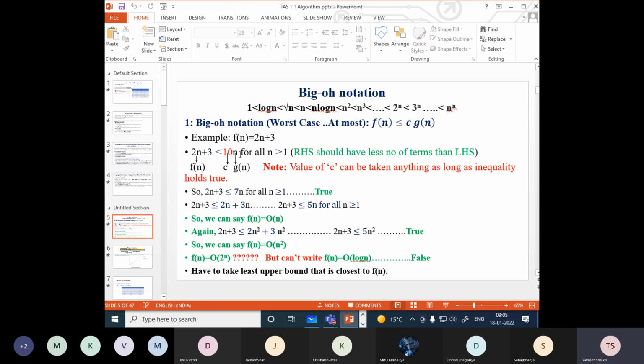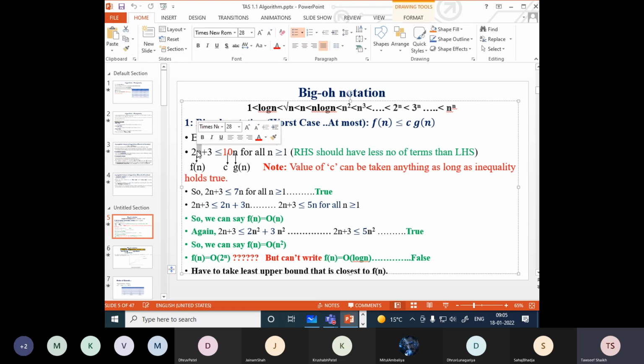g of n is again n, which is linear in time, because the actual f of n is also linear in time. So we put g of n equal to n here. Now I have to see to which term I will multiply this n, whether I should multiply it by 1, 2, 3, 4, 5, 6. But the condition that 2n plus 3 should be less than or equal to, multiplying that n by that digit, this inequality should always be satisfied, right?